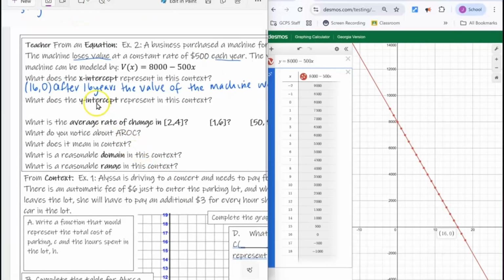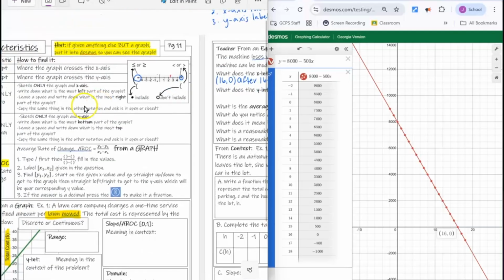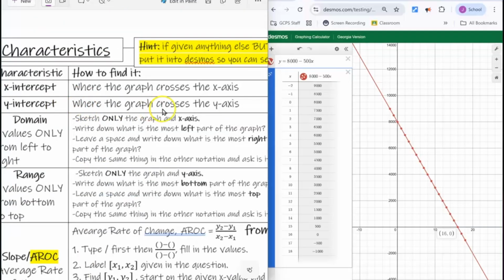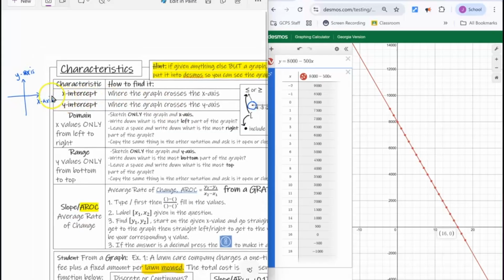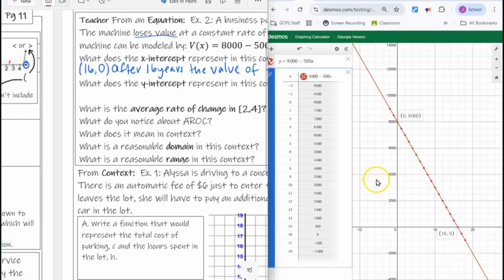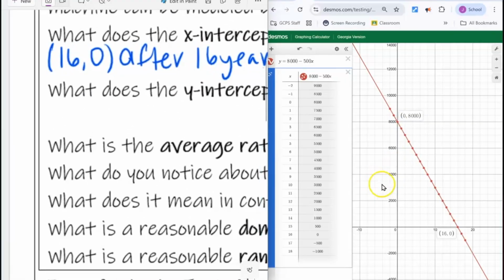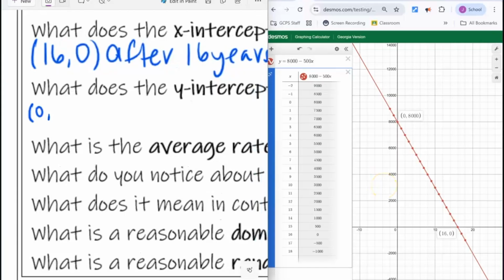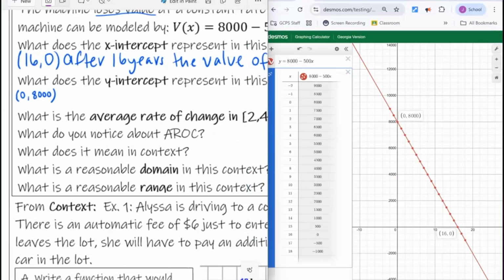The next question is, what is the y-intercept? Well, if I look at my notes, it says the y-intercept is where the graph crosses the y-axis, and we just labeled the y-axis as going up and down. So I look up and down. Where does this graph cross this black line? Right at this point. If I click it, it's going to tell me exactly what that is. So the point is 0, 8,000. And then the question is, what does that represent?